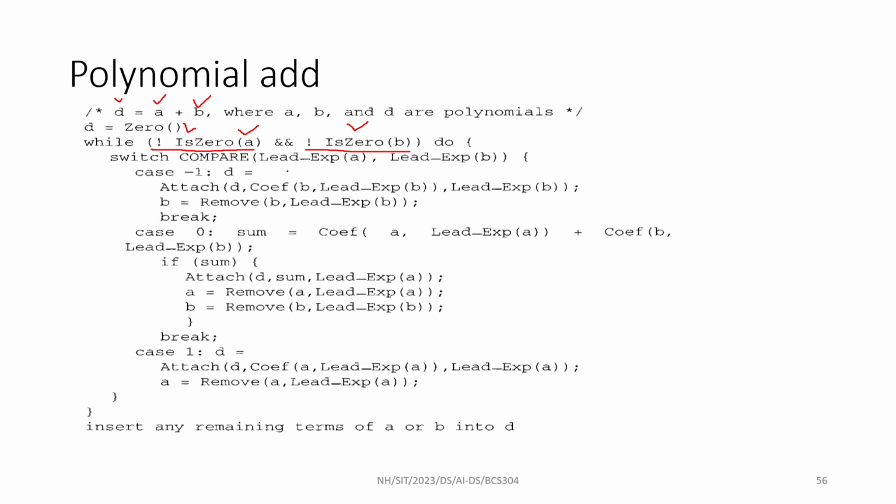Proceed. For example, to add, as I told earlier, let us take again one example, 6x square plus 8. The other term is 13x cube plus x. These are the two polynomials to be added. Is A 0? This is A and this is B. D is nothing right now.